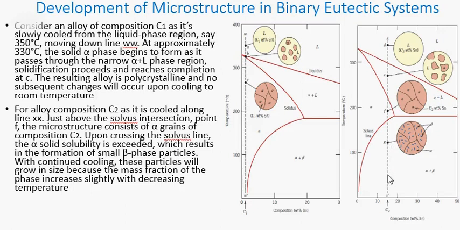Let's assume this is a point here. If you want to understand this better, you draw a tie line here and determine the percentage of beta, and a tie line here to determine the percentage of beta. You find out the percentage of beta at this point is greater than the fraction of beta at the other.